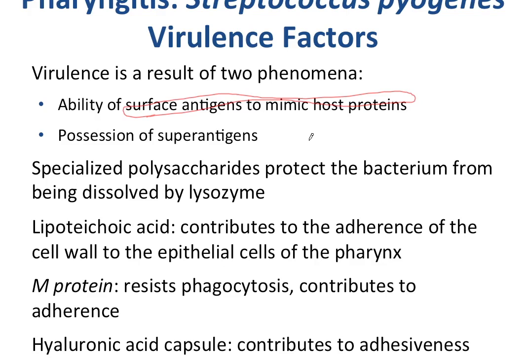Since the bacterium has a capsule made of polysaccharide, this can protect the bacterium from destruction. That's why it's relatively difficult to treat this bacterium. Lipoteichoic acid is used by the bacterium to attach to the epithelial cells. The M protein actually resists phagocytosis. The bacterium also has hyaluronic acid, which contributes to adhesion.